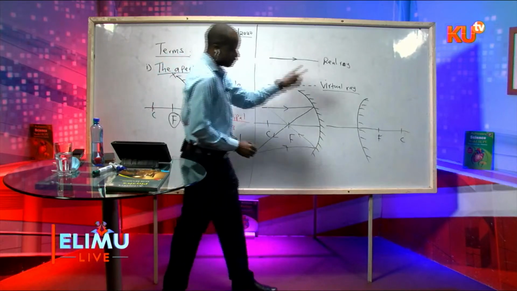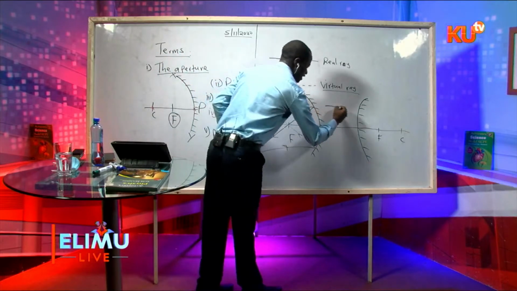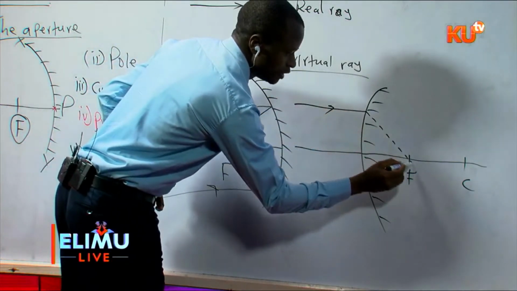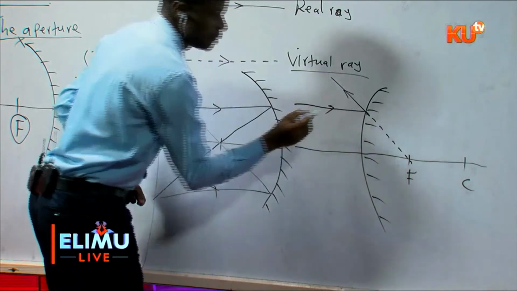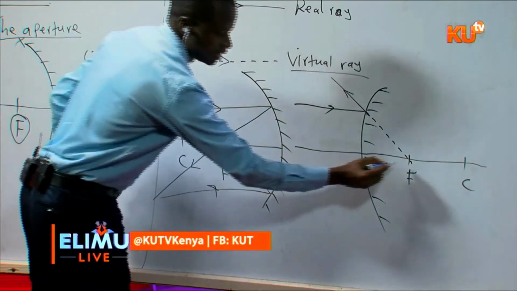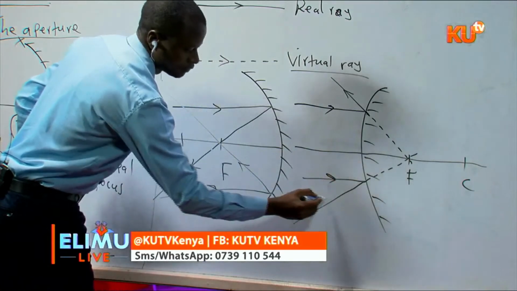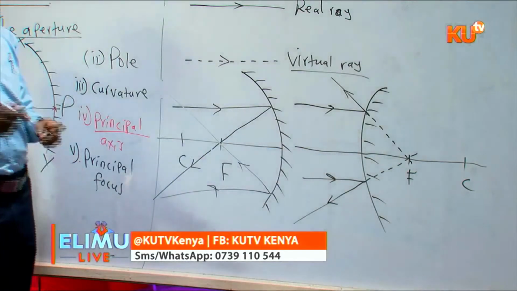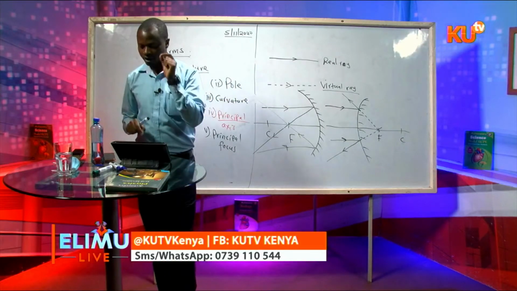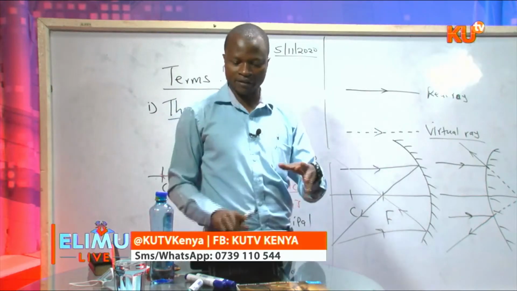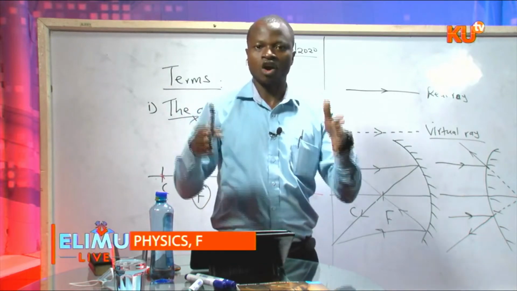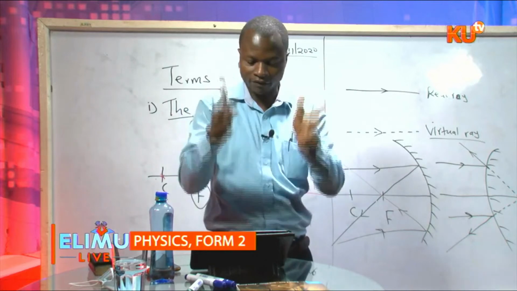So in this case, for a convex mirror, if a ray strikes the surface like that, what will happen? It is reflected, and someone looking at it will think that it's coming from F. It appears to come from F. Even if I have another ray here, so long as it's parallel to the principal axis, it will appear as if it's coming from F like that. So when we are defining the principal focus, we must be sure which type of mirror we are referring to. So for a concave mirror, what have we said? That it is the point where all rays parallel to the principal axis converge. They meet there after reflection.